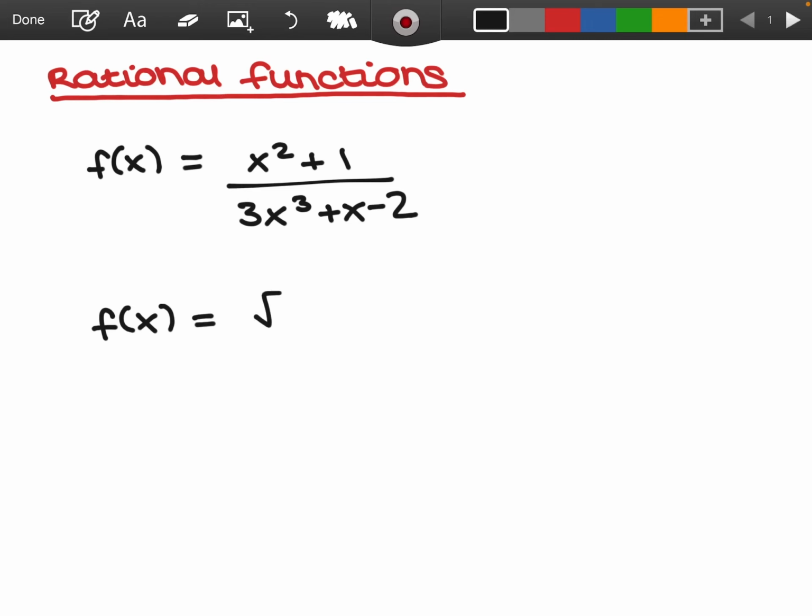Something that wouldn't be a rational function would be something like this. Your denominator is still a polynomial, but your numerator is the square root of x. The square root of x is not a polynomial. It is not of the form a times x to the power of a whole number that is greater than 0. So we have to make sure whenever we do this that everything in these rational functions, both numerator and denominator, satisfy that definition of a polynomial. So go back to our last video and look exactly at what polynomials are.